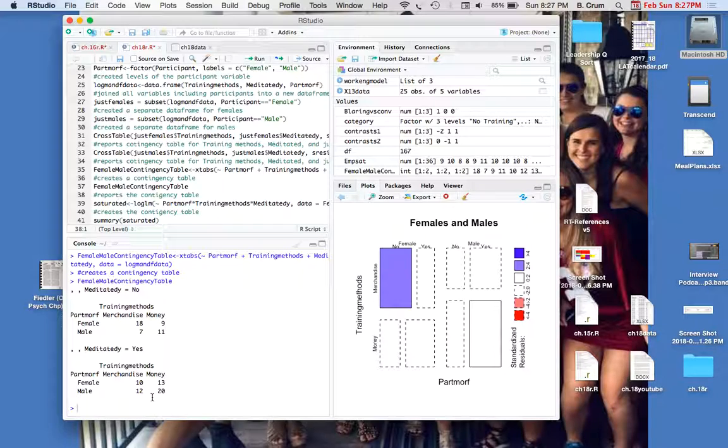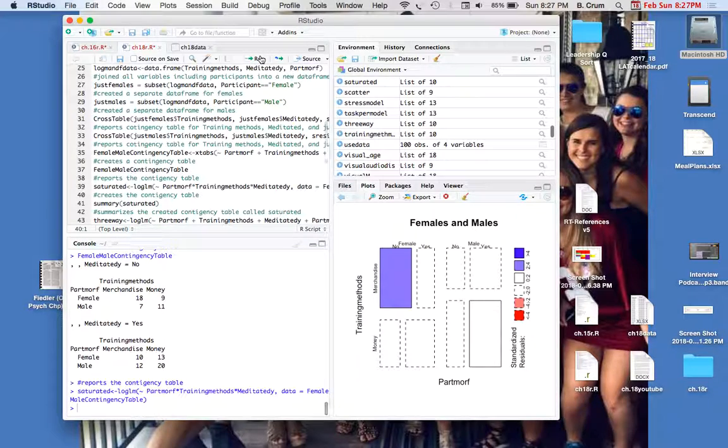Using the created contingency table above using all participants, so the one we just did, the female-male contingency table that we created using the xtabs function, I start by estimating the saturated model, which will fit the data perfectly. So that's what I'm doing here. And then I'm going to report it using the summary function.